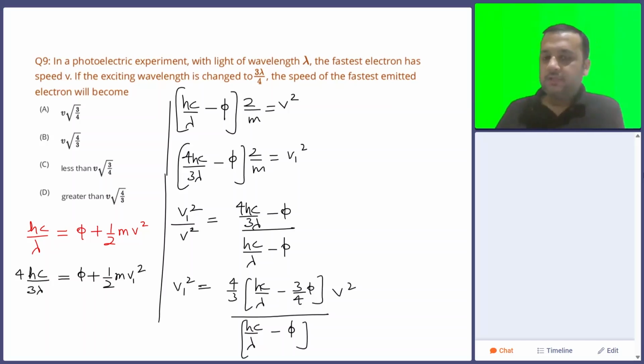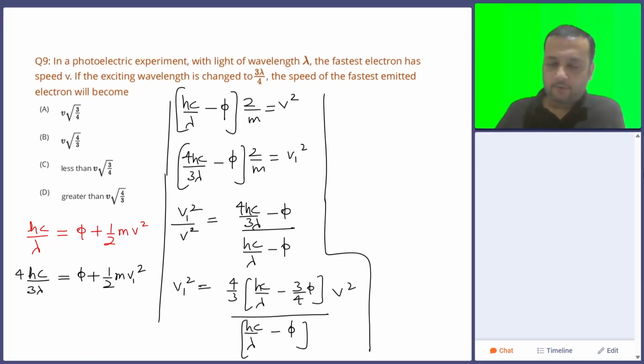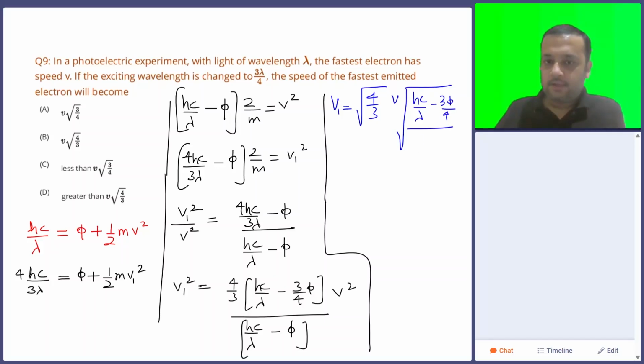So now if you see, this value clearly is less than this. So what are we getting? v1 becomes how much? Root of 4 by 3 into v, into the root of this whole expression, (hc by lambda minus 3 phi by 4) upon (hc by lambda minus phi). Now here numerator is less than denominator.